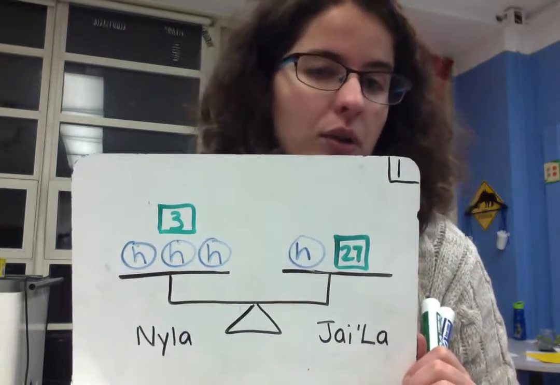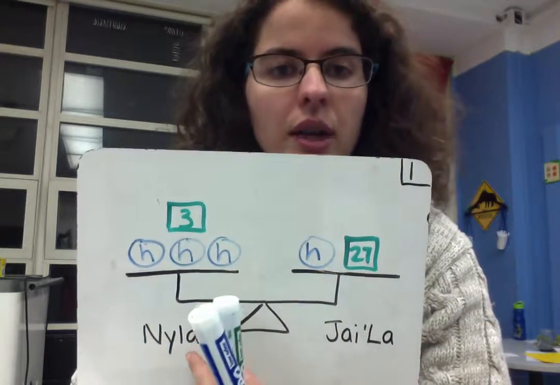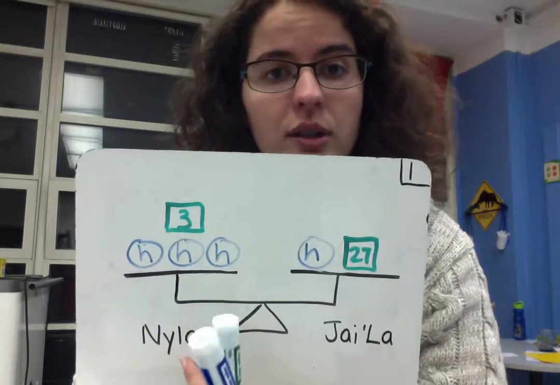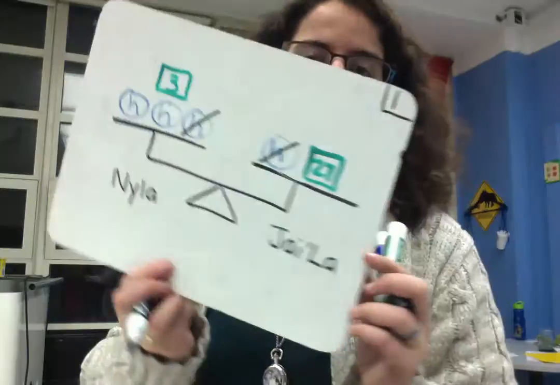I know that there are hours on both sides. I've got 1 hour compared to 3 hours. So I know that I could take 1 hour off of each side. I'm going to do that. And I'm just going to show it by crossing it off. You could also write, like, first step would be to subtract or remove 1 hour from both sides.